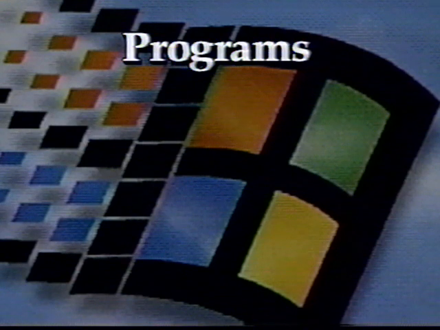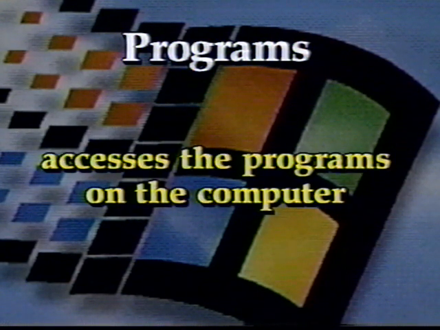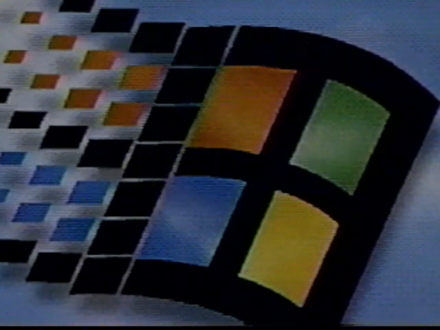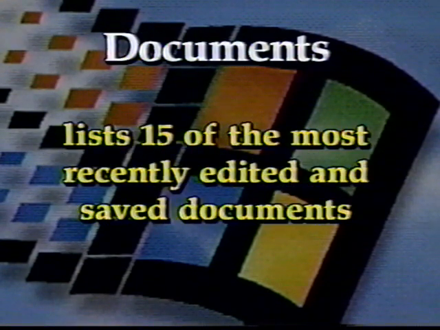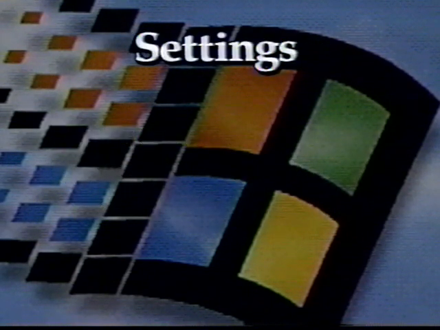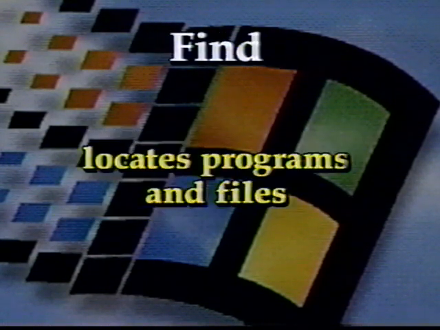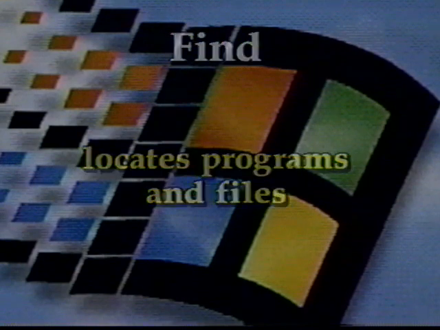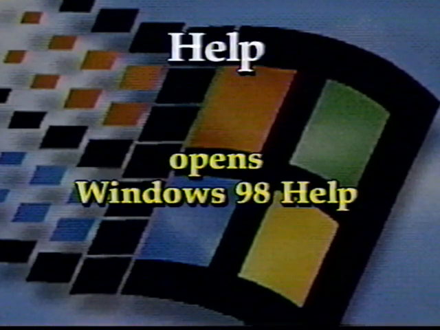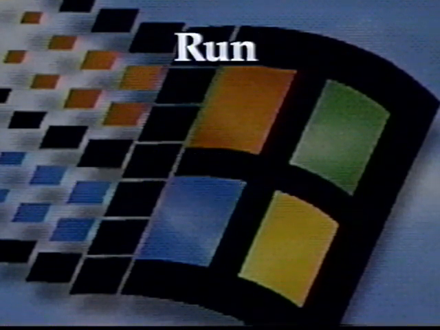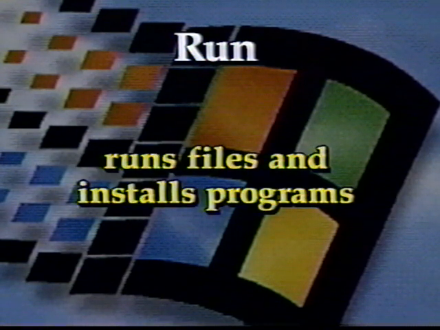The Programs icon gives us access to the programs on our computer, including a Microsoft DOS prompt. The Documents icon lists the 15 most recently edited and saved documents. Settings gives us access to hardware settings and customization tools. Find locates programs or files. Help opens the Windows 98 Help area. Run is one of the methods we can use to run files and install programs.